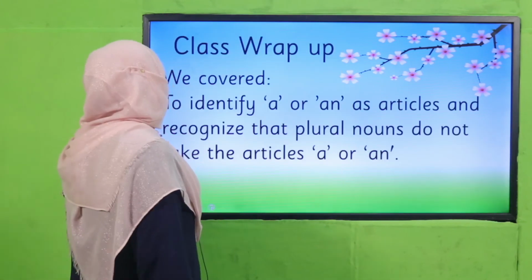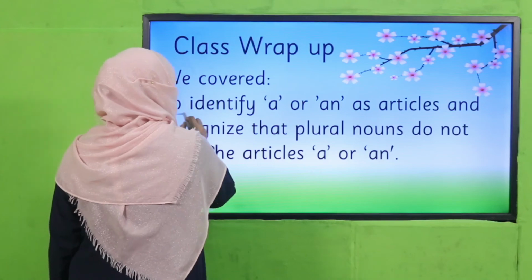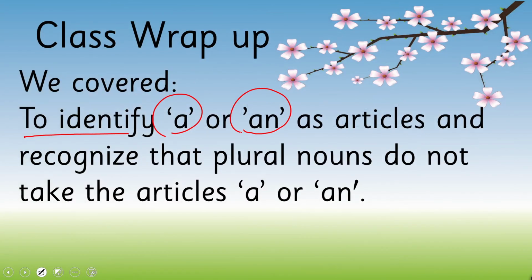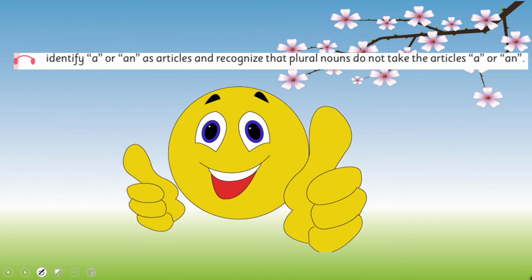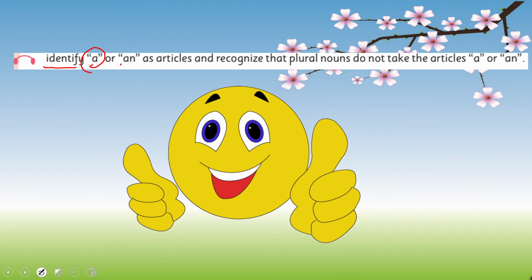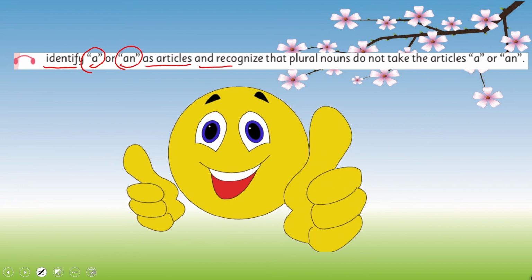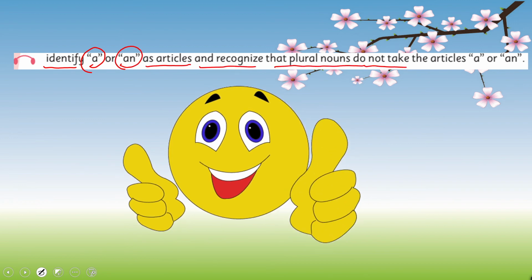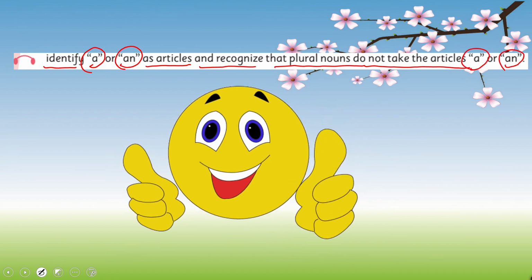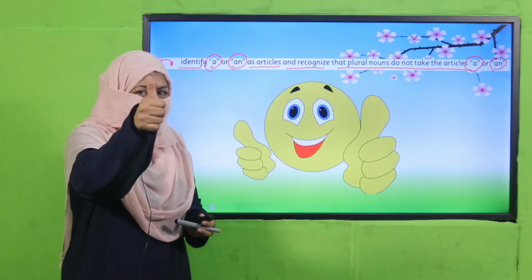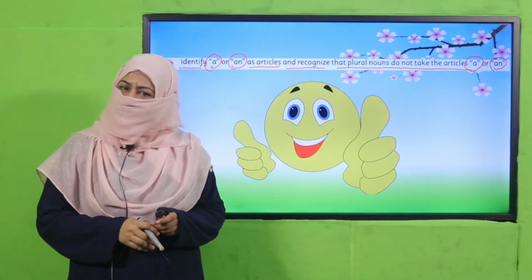So in this way, what we have learned today, we learned to identify "a" or "an" as articles, and we recognize that plural nouns do not take the article "a" or "an". So in this way, we achieved our SLO to identify "a" or "an" as articles and recognize that plural nouns do not take the article "a" or "an". Are we done with it? Yes, good job.